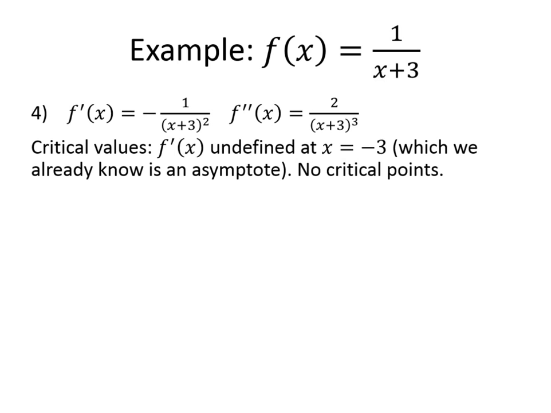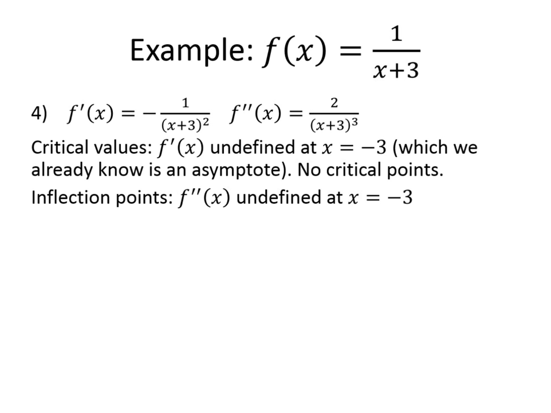So we look for critical values. The first derivative is undefined at x equals -3, but we already know that's an asymptote, so it can't be a critical point for a minimum or a maximum. The inflection points, again, the second derivative is undefined at x equals -3. So I need to check what's going on with its convexity or concavity to the left and to the right. So I'm going to pick two test points.